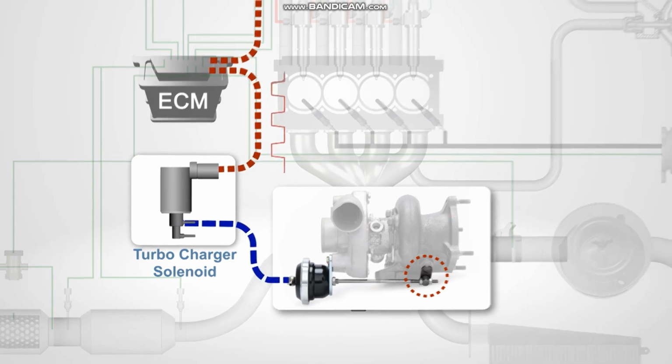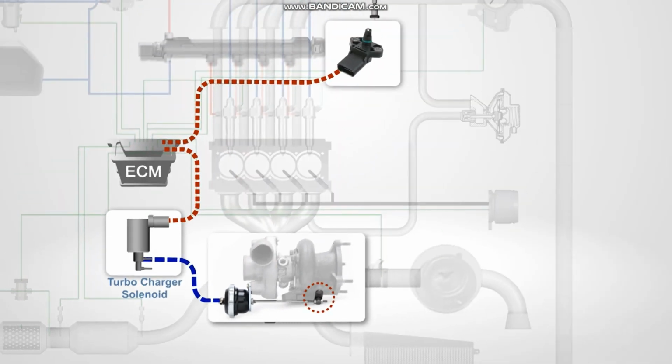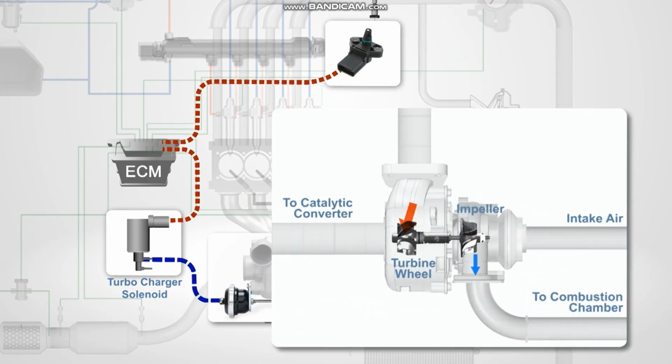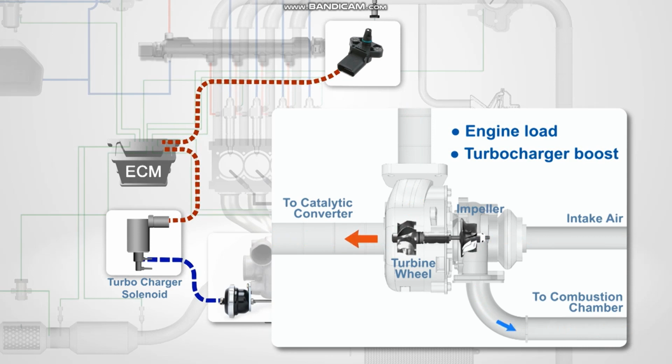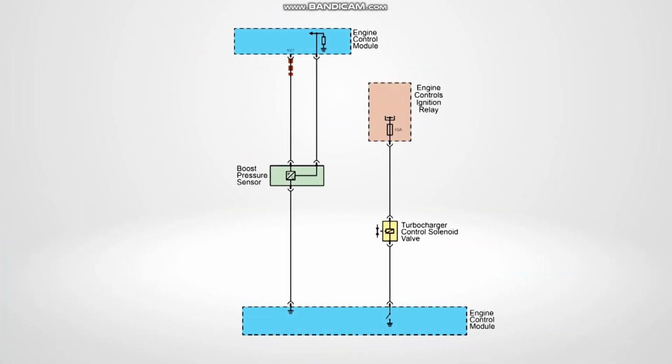The turbocharger pressure sensor responds to pressure changes in the intake manifold. The pressure changes occur based on engine load and turbocharger boost. The engine control module supplies 5 volts and a low reference to the turbocharger pressure sensor. The turbocharger pressure sensor provides a signal to the ECM, which is relative to the pressure changes in the manifold.